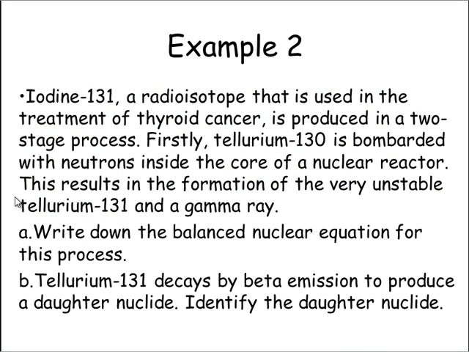Example 2, we've got iodine-131. It's a radioisotope used for treatment. Let's get down to the good stuff. Firstly, we're bombarded with neutrons inside the core, and we get a formation of an unstable isotope, giving off a gamma ray. So write a balanced nuclear equation and then identify what the daughter nuclide must be.